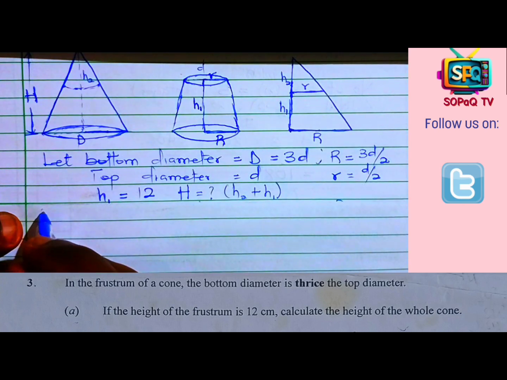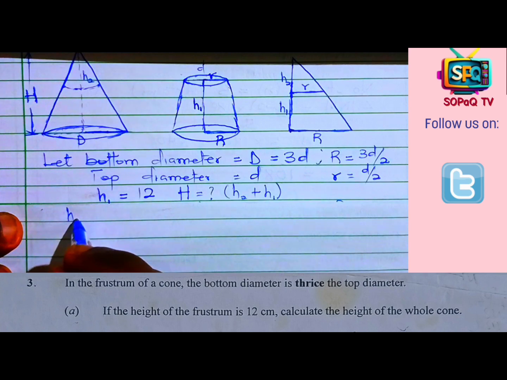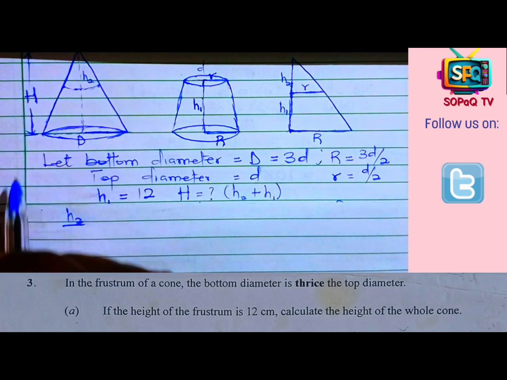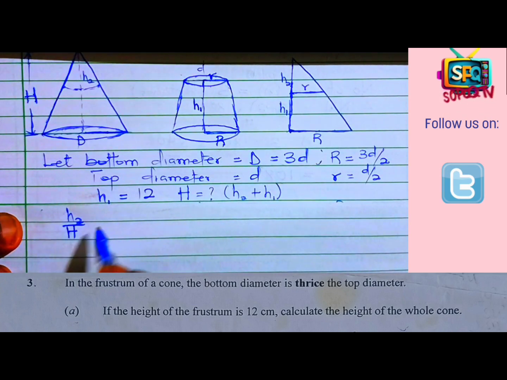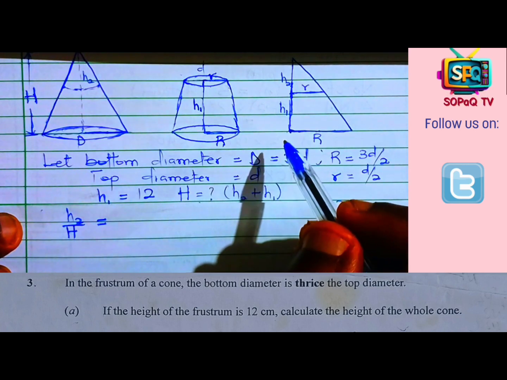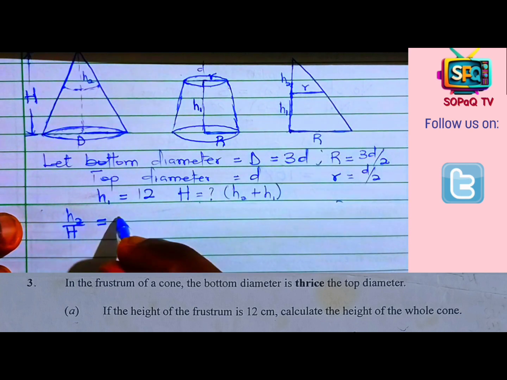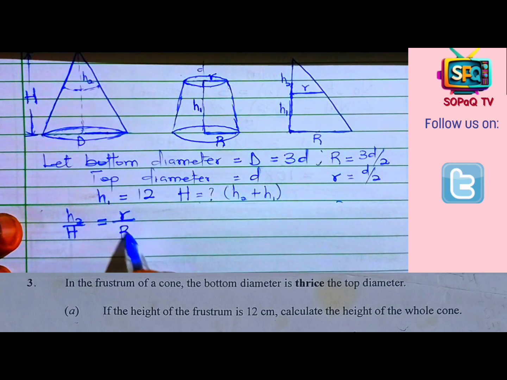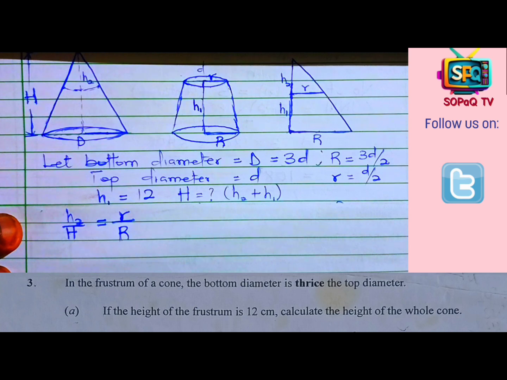So we can say that the length of the image H2 divided by the corresponding length, that is the full length, which is our H, is also equal to the length of the image, small letter r, to the corresponding length of the object, capital letter R. And per this deduction, we can now substitute what we have acquired into it and proceed from there.